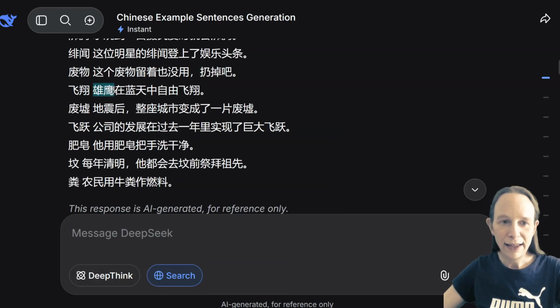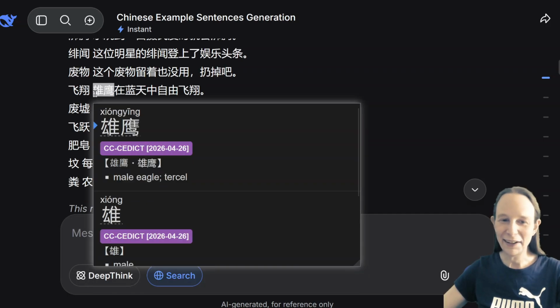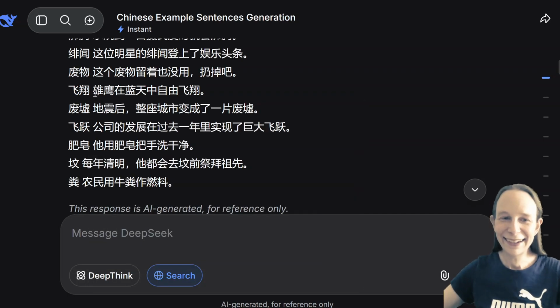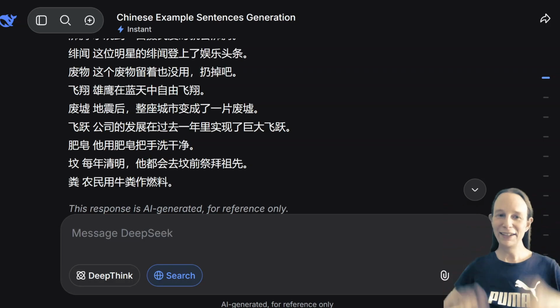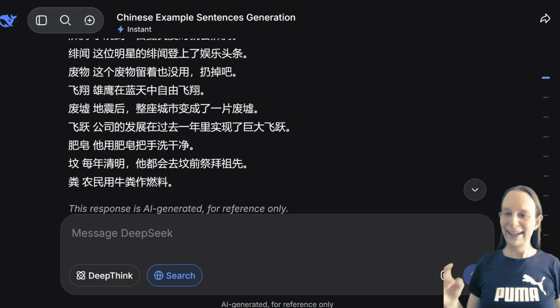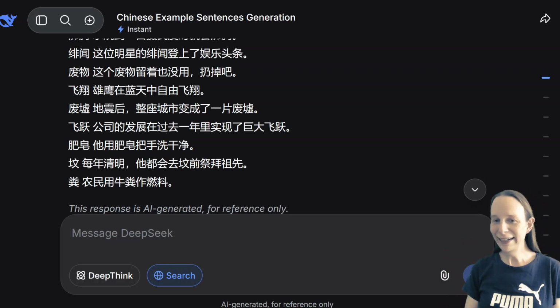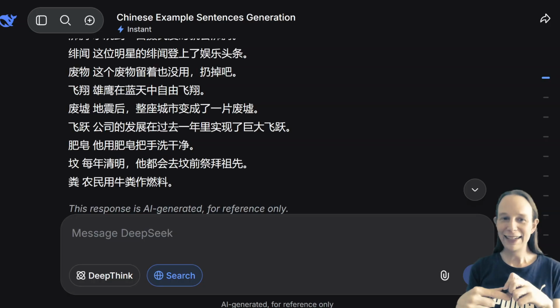All right. Okay, so this is 雄鹰, the male eagle. I don't know, that's what it says. 雄鹰在蓝天中自由飞翔. And like in English, soaring in the sky represents a kind of freedom and, I don't know, independence, but also kind of solitude.